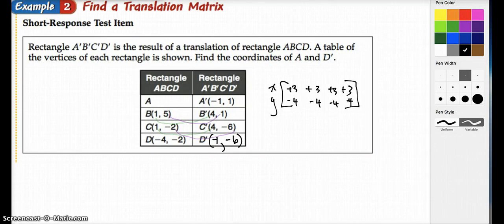Here, I need to figure out where I came from such that when I added 3, I got -1. If you add 3 to something and you get -1, that's like taking -1 and subtracting 3, which gives you -4. Think about it: -4 plus 3 is -1. Let's do the same thing here. If I add -4 to something, or if I take 4 away from something, I get 1. What must that be? It's the same as taking 1 minus -4, or having 5, because 5 plus -4 is 1. And this is what we get. Those are the two values. And this would be the translation matrix.